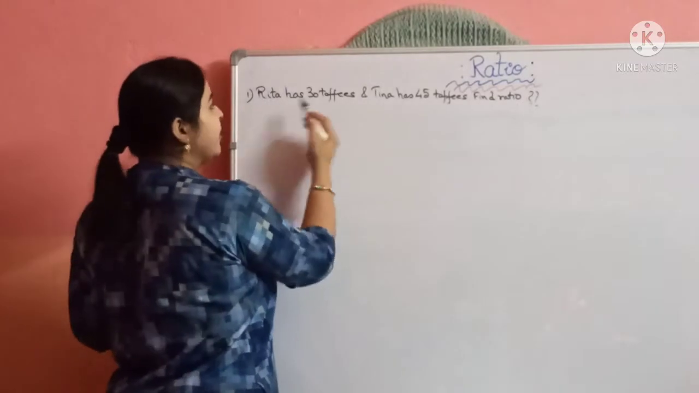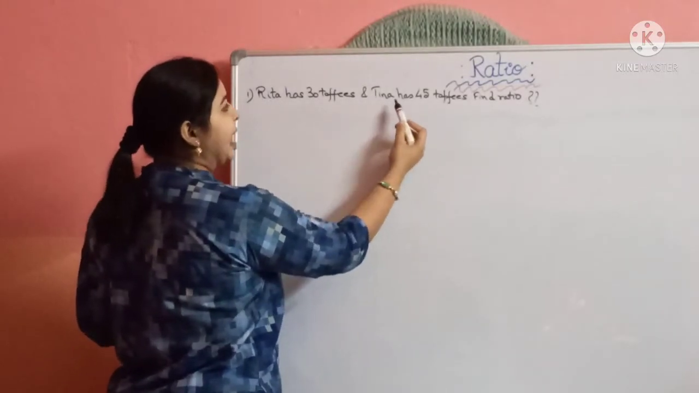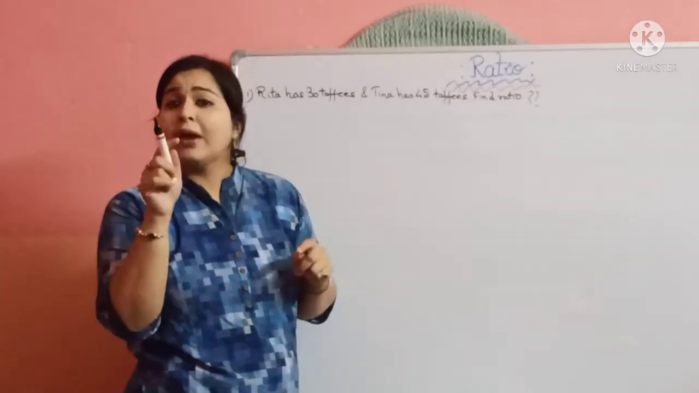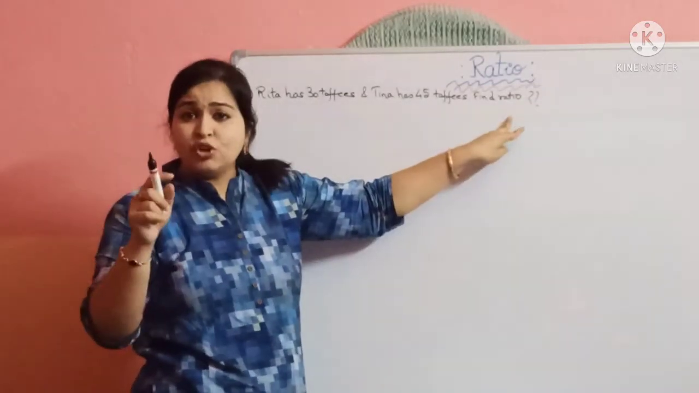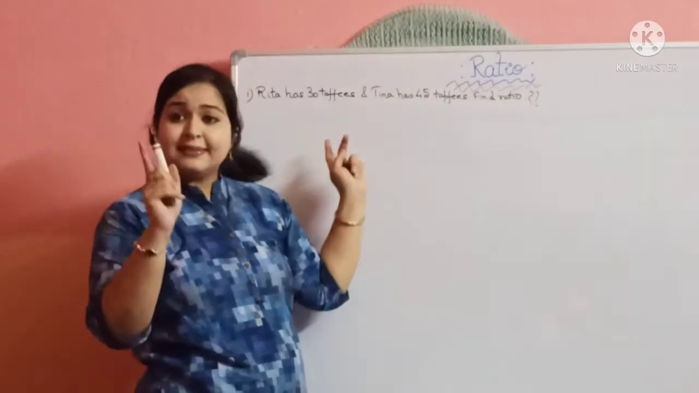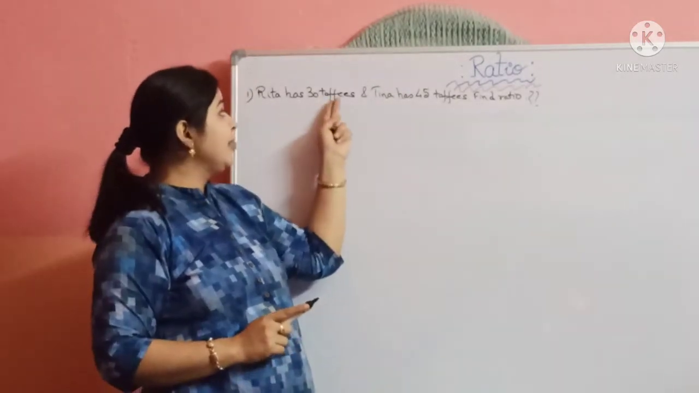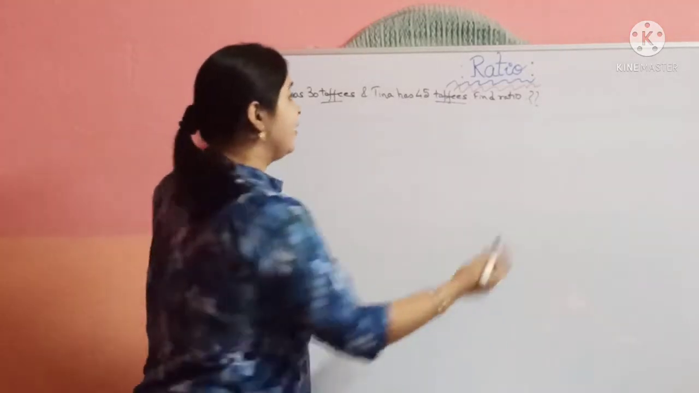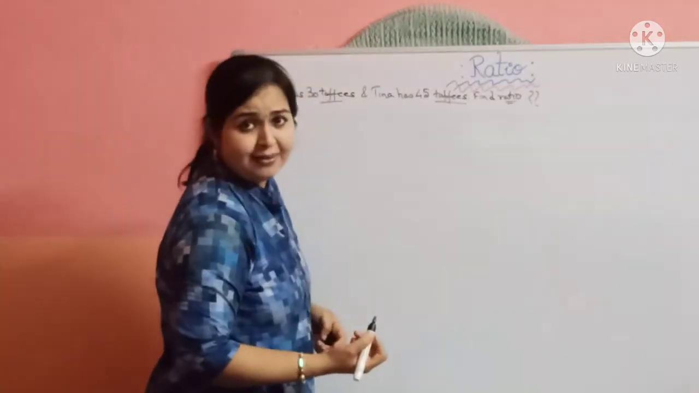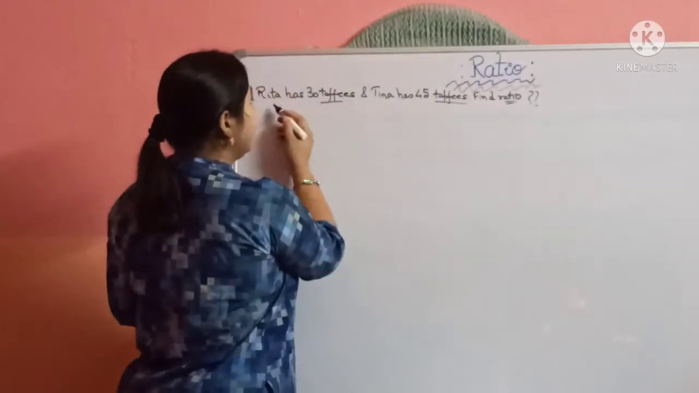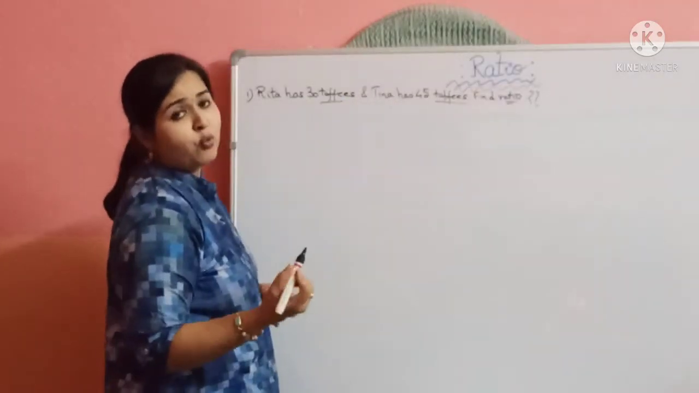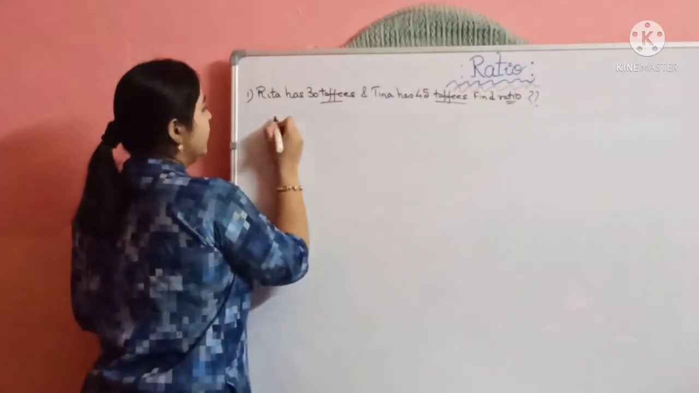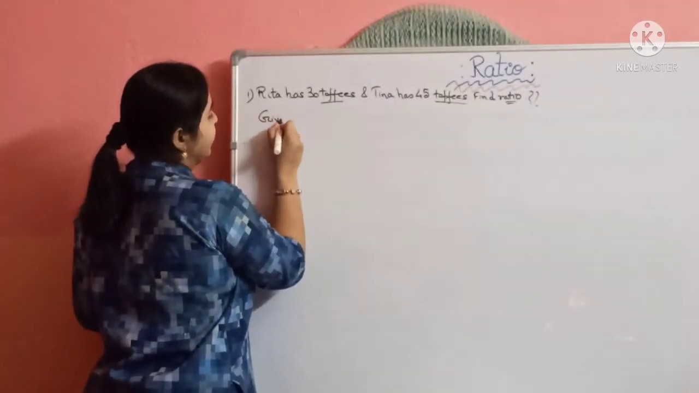So what's the question? Rita has 30 toffees and Tina has 45 toffees. So what do we have to compare? We have to find the ratio, that is, ratio means comparison of the same quantities. What is that? Toffee is our same quantity, and we are doing a comparison between two of them, Rita and Tina. And what will we do now? Ratio. Let's start. So at first write given.